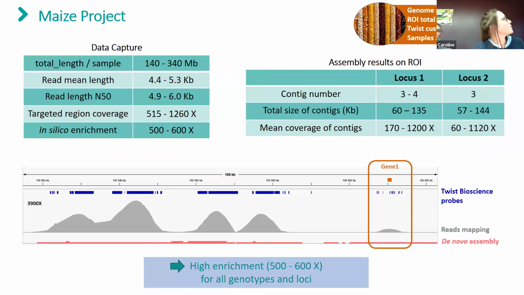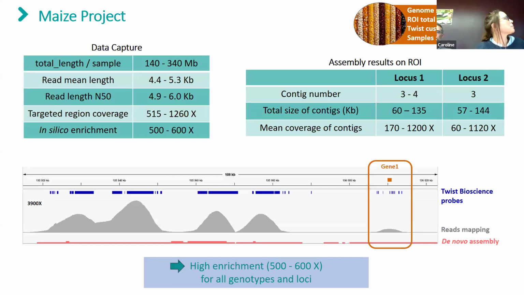So for each sample, we recovered between 140 and 340 megabases of reads mapping on the two targeted regions, with read mean length and N50 similar across the samples and consistent with the raw data sets. And this results in a very high enrichment, because the coverage of the target region is between 500 and 1,200x.